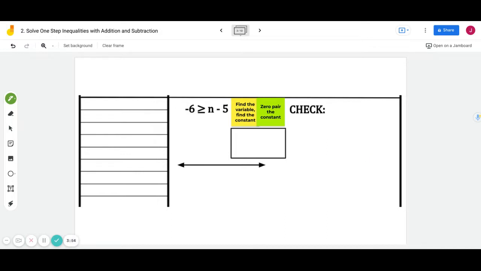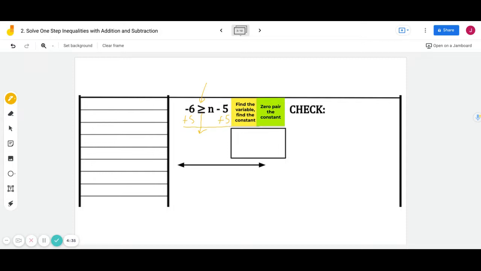So say it. Negative 6 is greater than or equal to n minus 5. All right, we're going to notice that our inequality is greater than or equal to. Keep that in mind for your circle. Open circle, closed circle. You might already know the answer to that. Find the variable, find the constant, zero pair the constant. The variable is n, so the constant is on the same side of the inequality as n. It's a negative 5. To zero pair negative 5, I'm going to do positive 5 on both sides of the inequality.